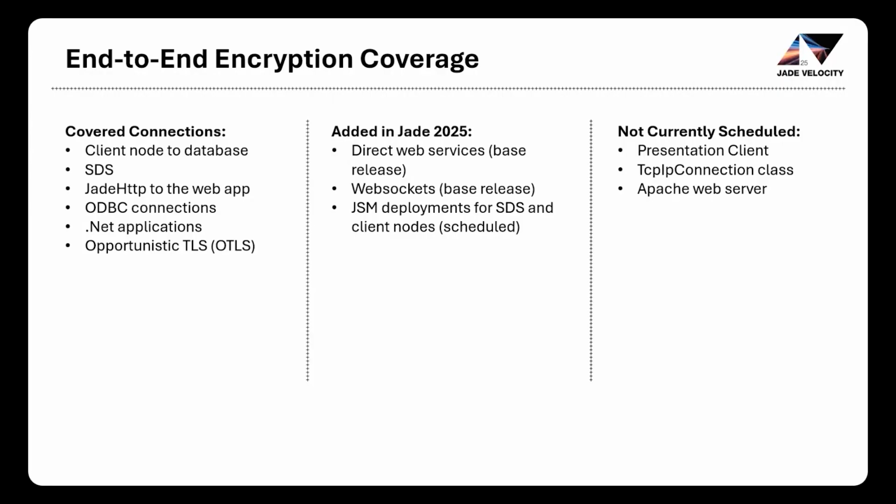In Jade 2025, we've added support for direct web services in the base release and WebSockets as well. And scheduled for a service pack is support for JSM deployments for SDS and client nodes. And we haven't currently scheduled support for the presentation client, TCP IP connection class, or the Apache web server. The thin client and the TCP IP connection class were already protected by OpenSSL, so they got bumped to the end of the list. I've got a good news story for you now.